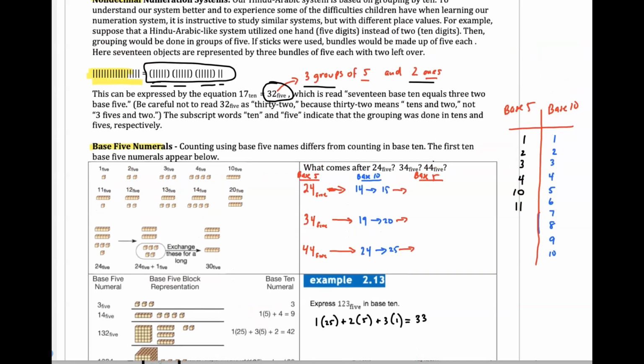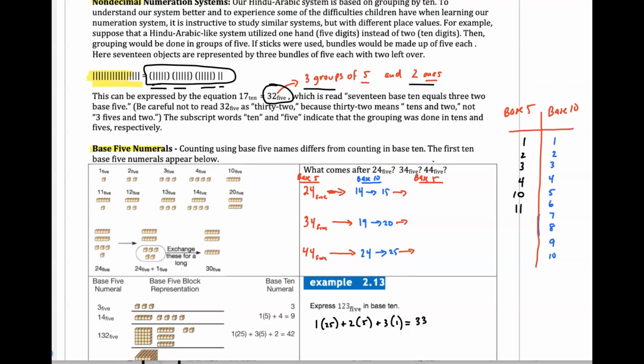On the number system, we're looking at the place value for base 5, and you want to get this down. Instead of ones, tens, hundreds, thousands, for base 5 the place values, the locations, are 1s, 5s, 25s, 125s. It's going up by powers of 5.